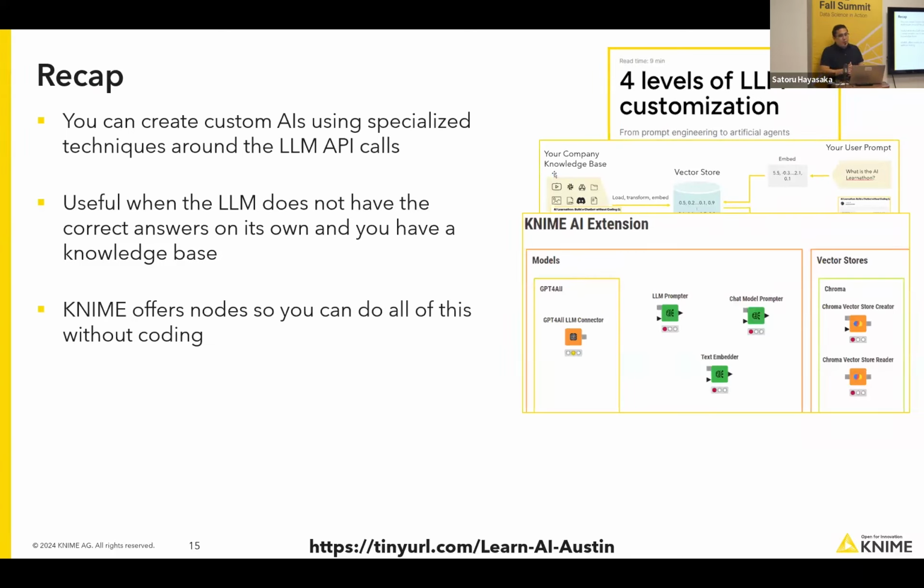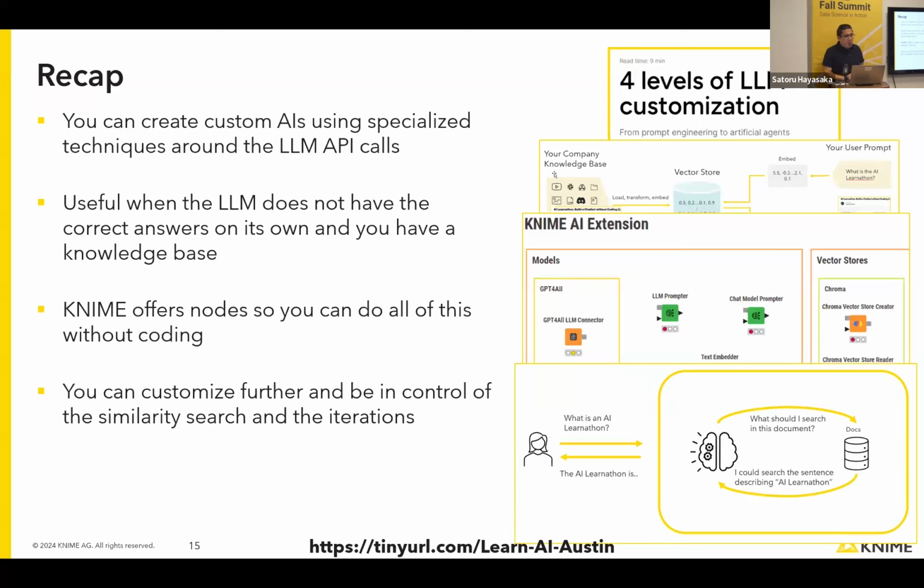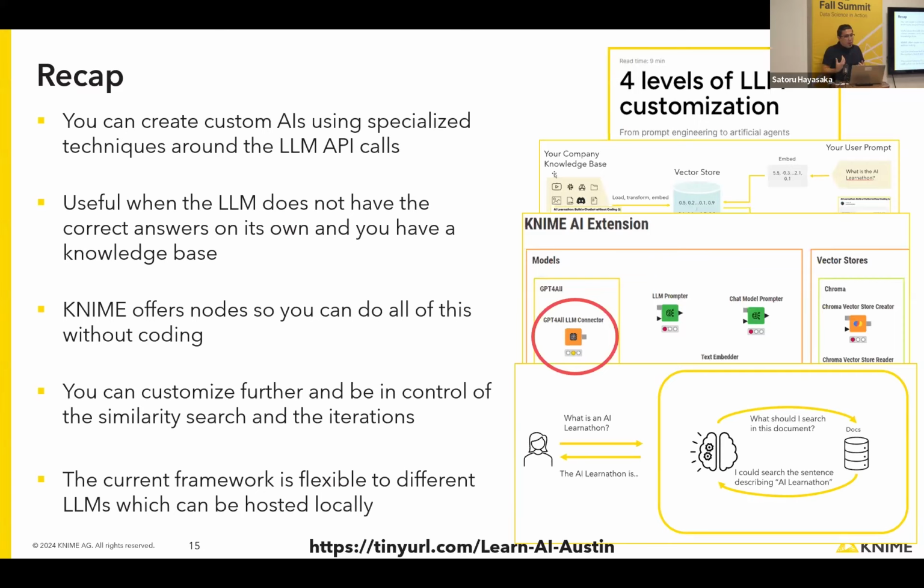And KNIME offers nodes so that you can do this without coding. And you can also customize further and be in control of similarity search and iterations and so forth. The current framework is flexible to different LLMs, which can be hosted on your local computer as well. So you can just use online LLMs, such as OpenAI or Hugging Face, or you can just download the model itself to your computer, such as GPT-4o, and you can use that as well.